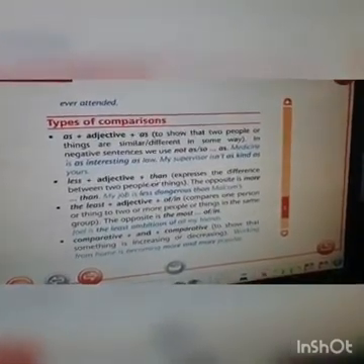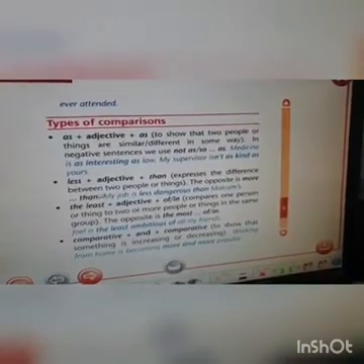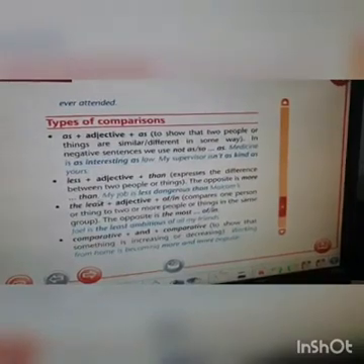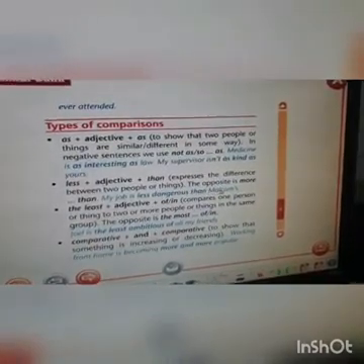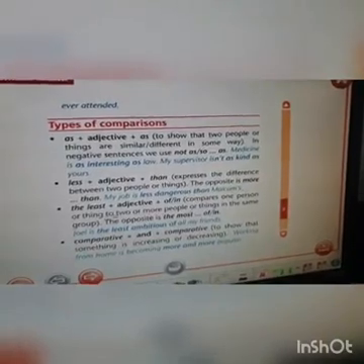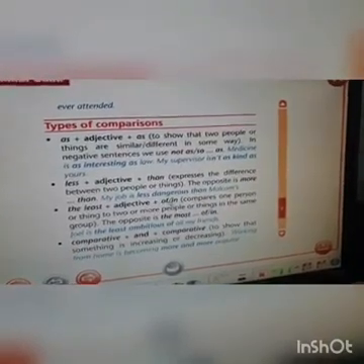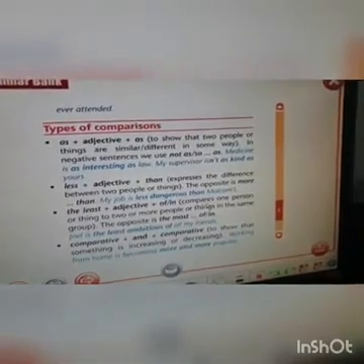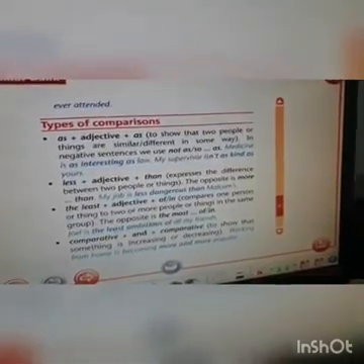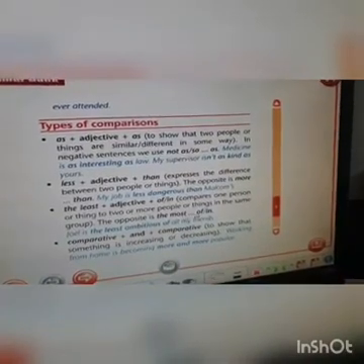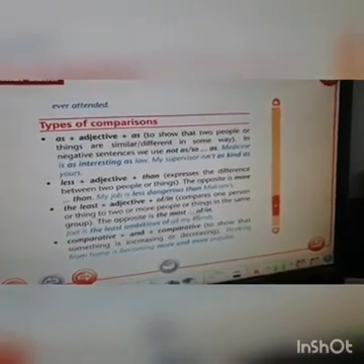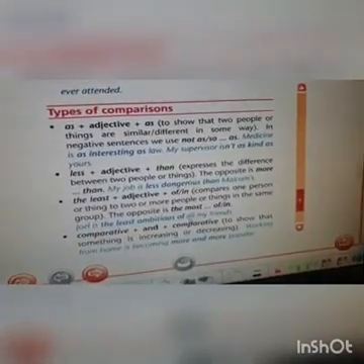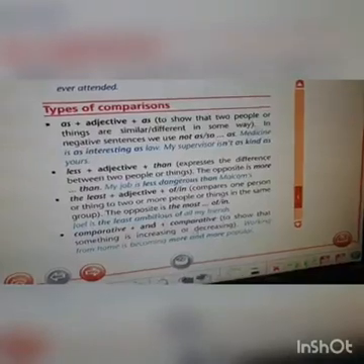Less plus adjective plus than expresses the difference between two people or things. The opposite is more than. My job is less dangerous than Malcolm's. The least plus adjective plus of or in compares one person or thing to two or more people or things in the same group. The opposite is the most. We use it with of and in. Joel is the least ambitious of all my friends.